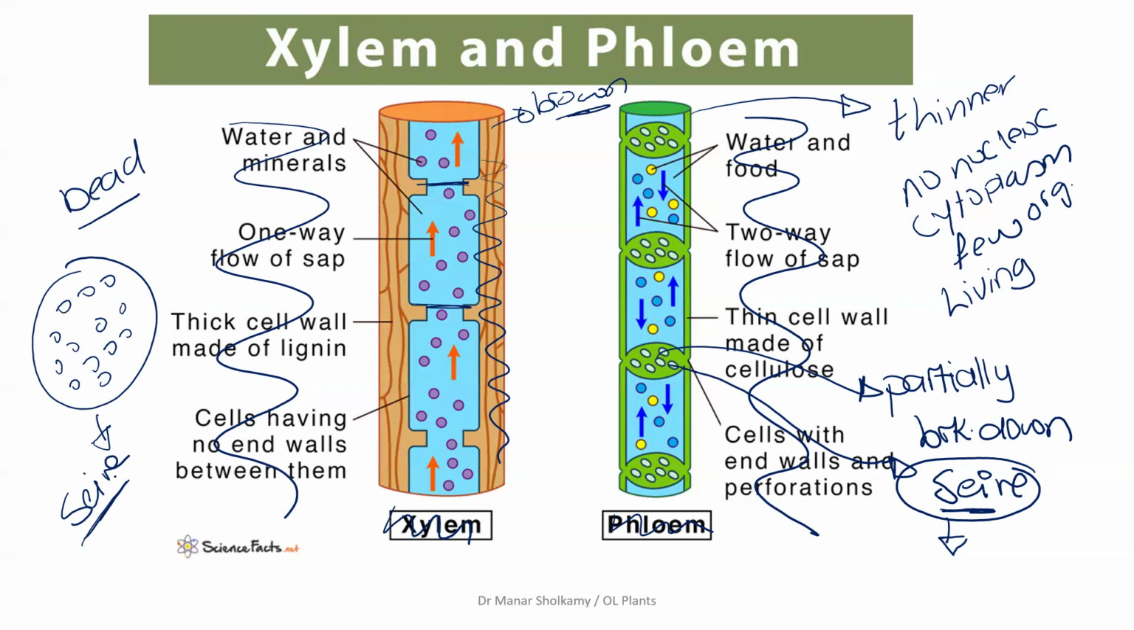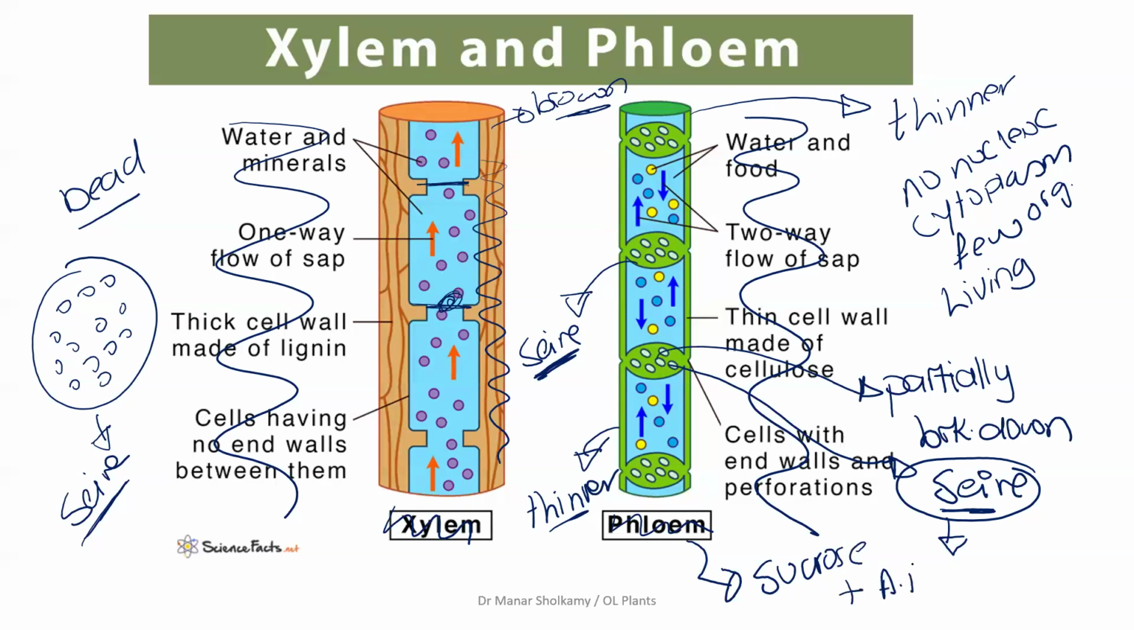It does contain a cytoplasm. The phloem does contain a few organelles. It is considered living. The wall of the phloem is much thinner. And the end walls are not completely broken down like the xylem, but are partially broken down to form something that looks like a sieve. And they actually call it the sieve tube element. And it transports sucrose and amino acids. And it is incorrect to say that it transports carbohydrates. They want sucrose and amino acids.